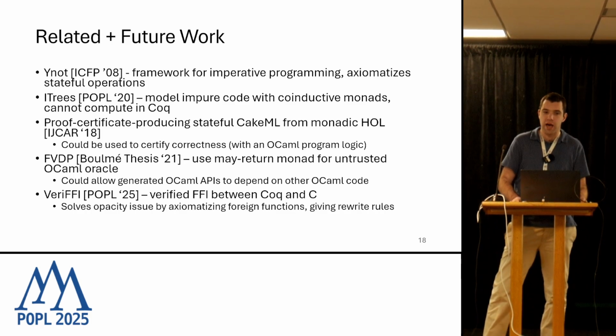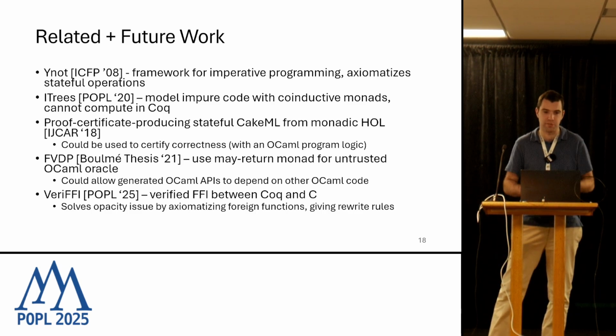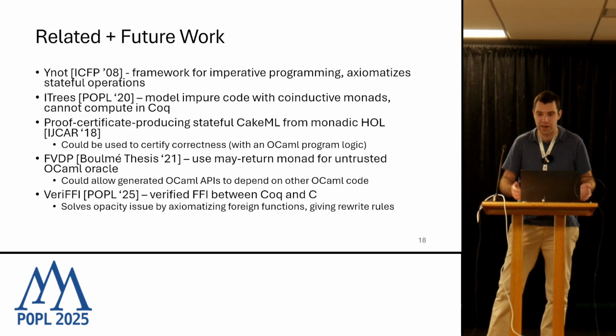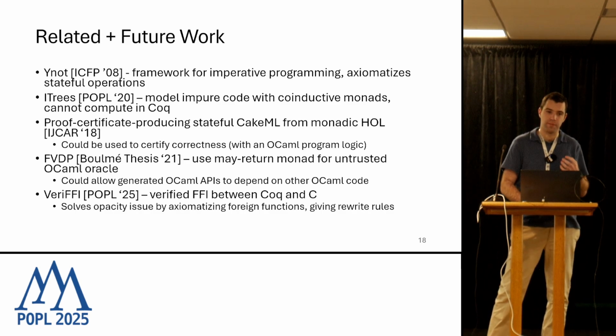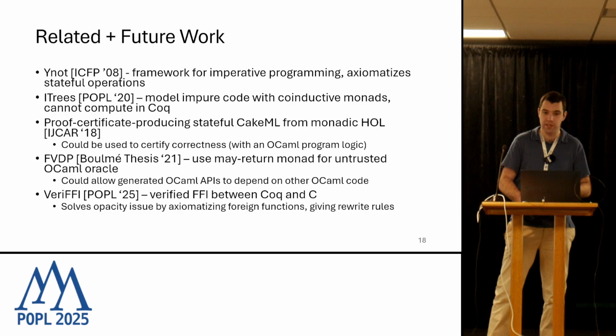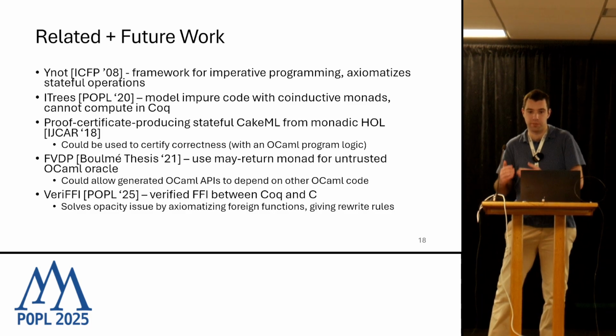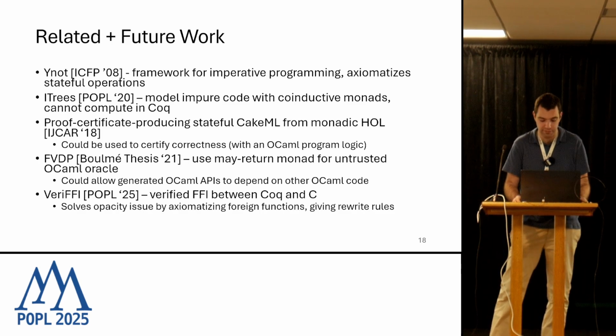There's some similar work in CoqML, where you can implement some monadic functions and synthesize stateful CoqML functions with some proofs. Some ideas from that would be useful for proving this correct if we had an appropriate semantics for OCaml. There's also formally verified defensive programming, which allows you to call OCaml code from Coq in a safe way, and it uses this may-return monad. So it would be useful to extend this, so that you could have OCaml APIs where you implement part in Coq, but part of it also depends on some external OCaml code that you can verify the correctness of.